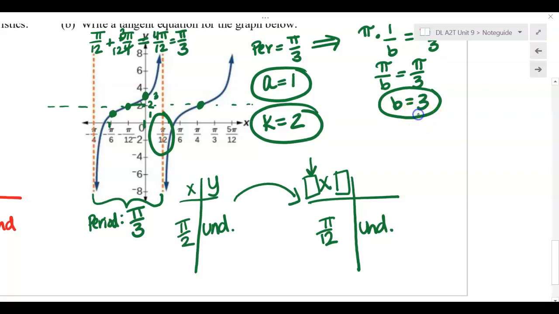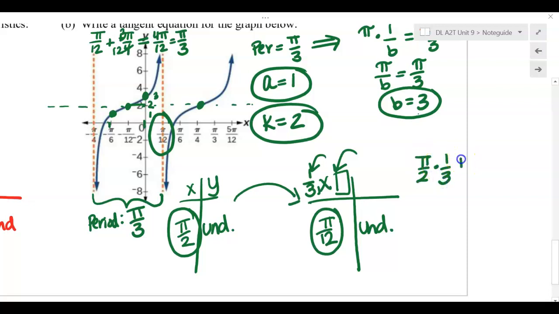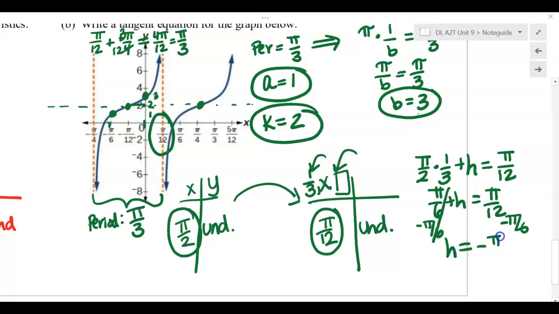So we already know that B is 3, which means we know that X is being compressed by 1/3. So here's what we know happened. We started with an X value of pi over 2. It's multiplied by 1/3. There is some mystery number added or subtracted, and we end up at pi over 12. I'm going to take what I just said and put that into an equation. I started with pi over 2. It was compressed by 1/3. There was an H value added or subtracted, and then it ends up equaling pi over 12. So this would say pi over 6 plus H equals pi over 12. If I subtract pi over 6 from both sides, I will get that H is equal to negative pi over 12. So my H value is negative pi over 12.